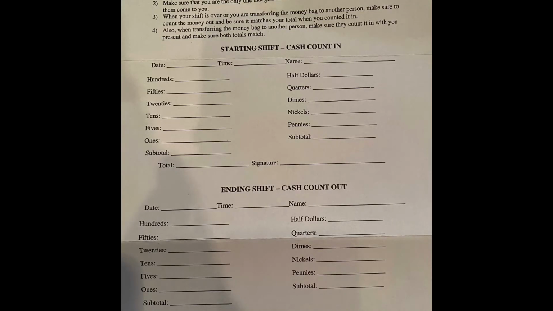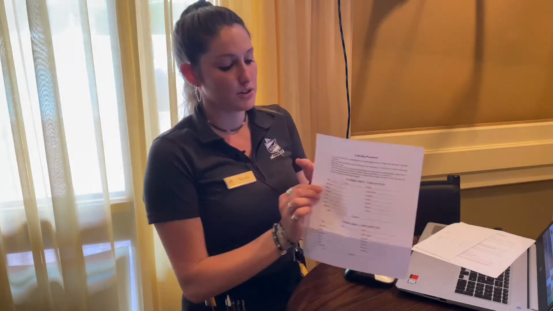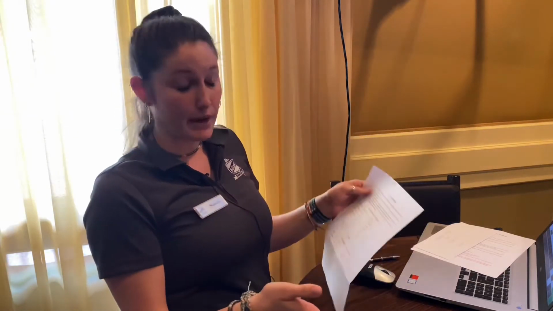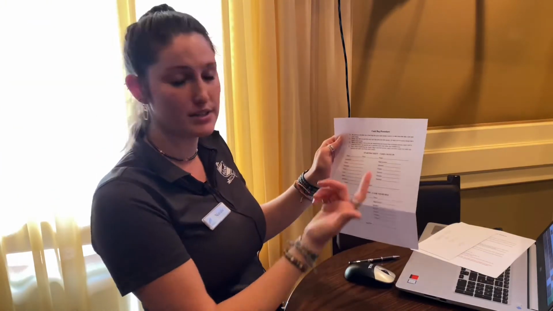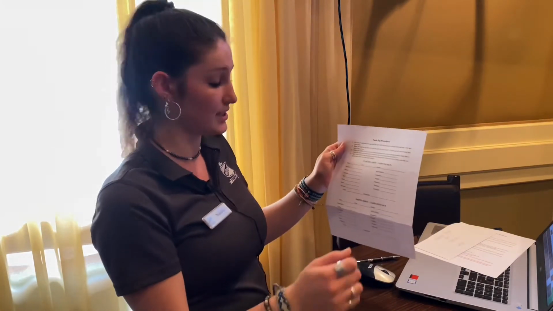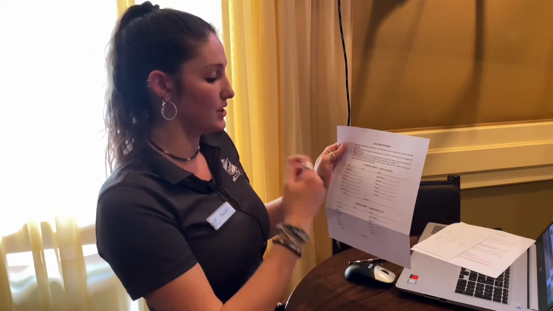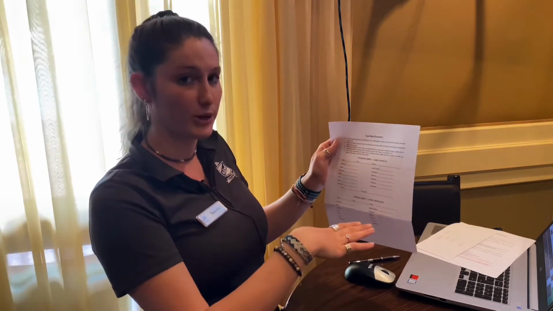And at the top, you're going to put the date, the time, and your name. And then you're just going to count out the money you have in your bag. And so like it says 20s here. If you have two 20s, you put $40. And then same for change. You add it all up, have your total, and sign at the bottom.